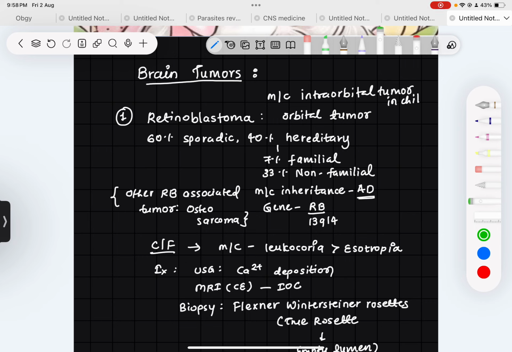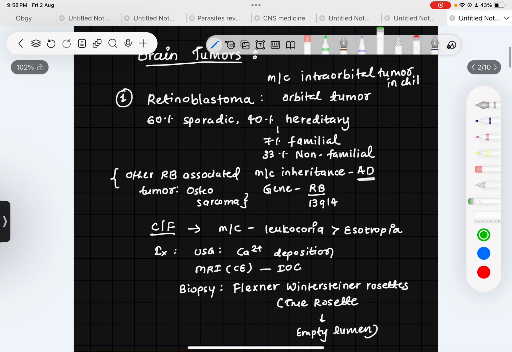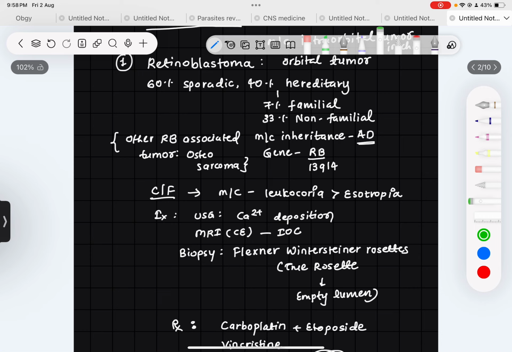pattern is 60% sporadic and 40% is hereditary. In this 40%, 7% is familial and the other 30% is non-familial, and the most common inheritance pattern is autosomal dominant, and the gene is the RB gene, located on chromosome 13, so 13q14, and another RB associated tumor is osteosarcoma.